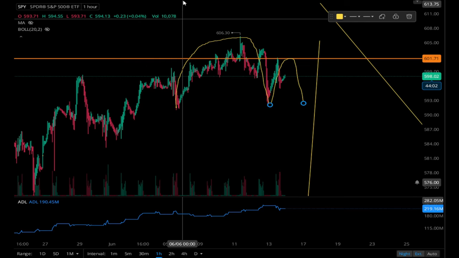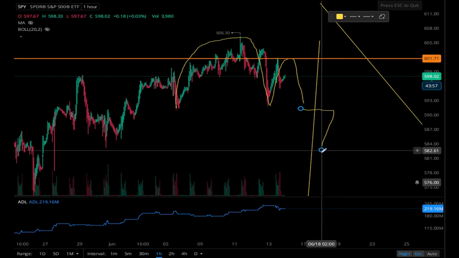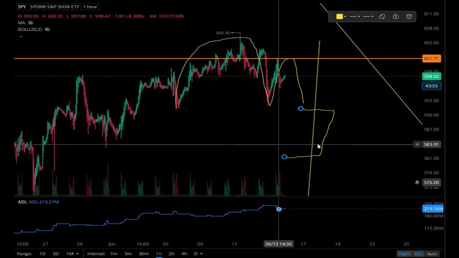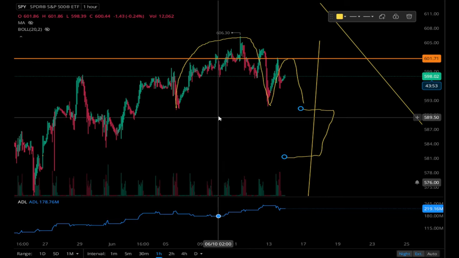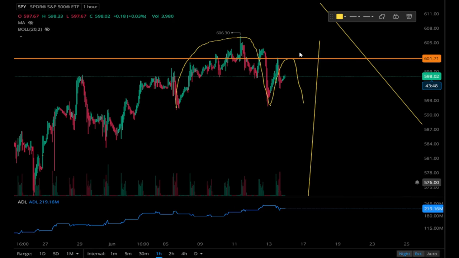That would test the 20 mile range again, and that would open up potentially that whole bottom Bollinger move if this is being used for some major bearish liquidity.